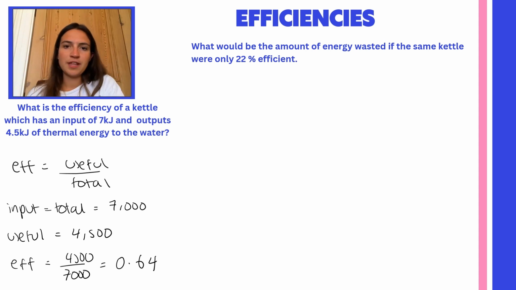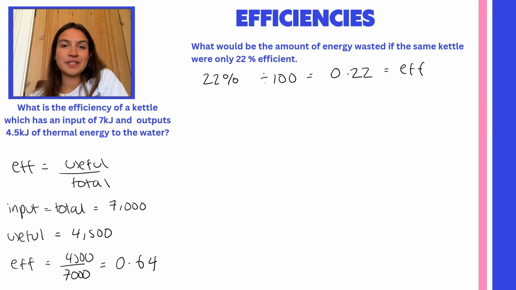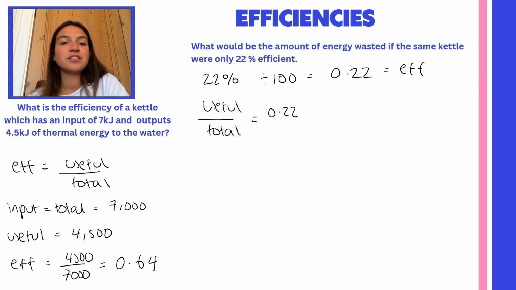Next question, what would be the amount of energy wasted if the same kettle were only 22% efficient? So same kettle meaning it's been given the same amount of energy from the supply. So 22% efficient, if I divide that number by 100, that gives me 0.22 for my efficiency. So what I've done there, if you remember, to get my efficiency into a percentage, I multiplied by 100. So to go from the percentage into the efficiency, I've divided by 100. And so I can write this.